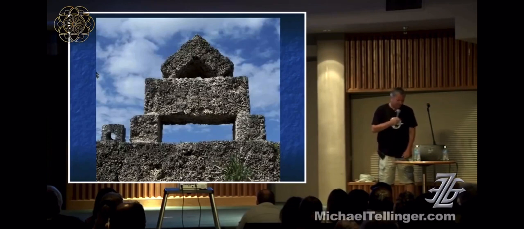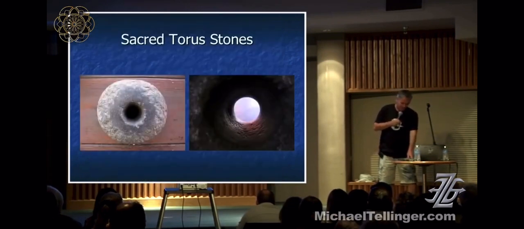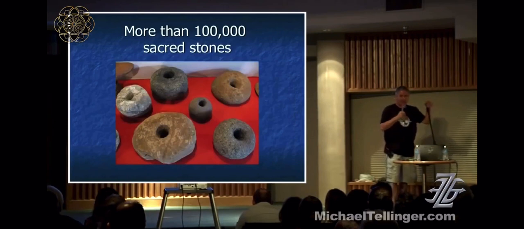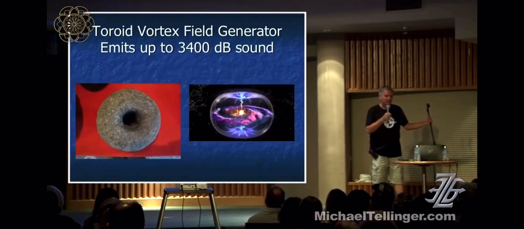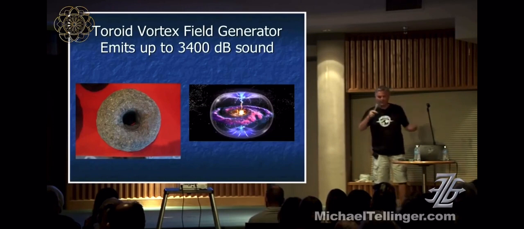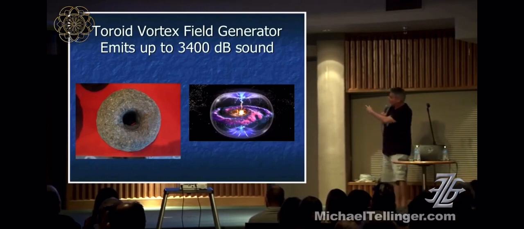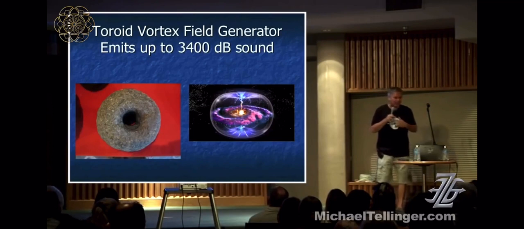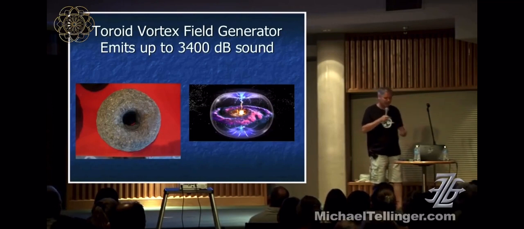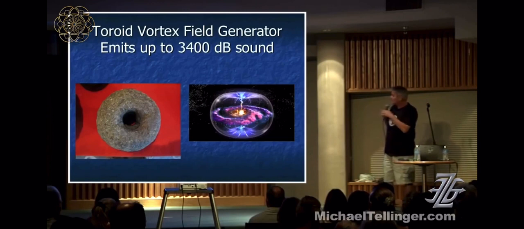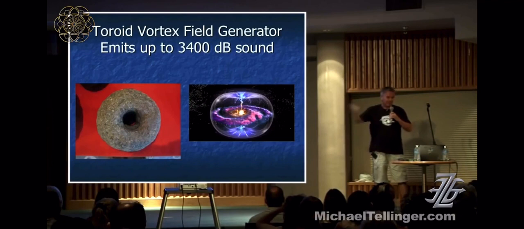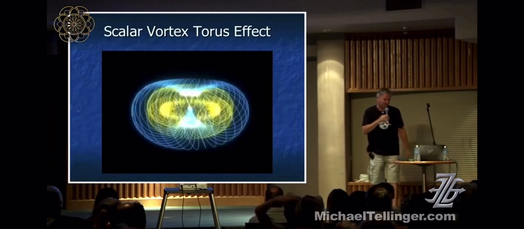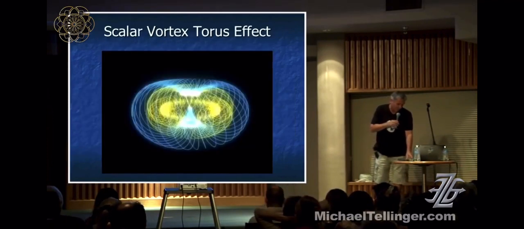And then we get to our torus stones, our sacred torus stones, which are clearly not weights for digging sticks, and they are far more important. They are very, very powerful toroid vortex field generators. They generate huge amounts of energy around them, just like our galaxy, just like our solar system, just like our hearts create toroidal fields around our bodies. And these seem to suck in the ambient sound around them and actually amplify that. They create scalar vortex technology. That's really what they are.